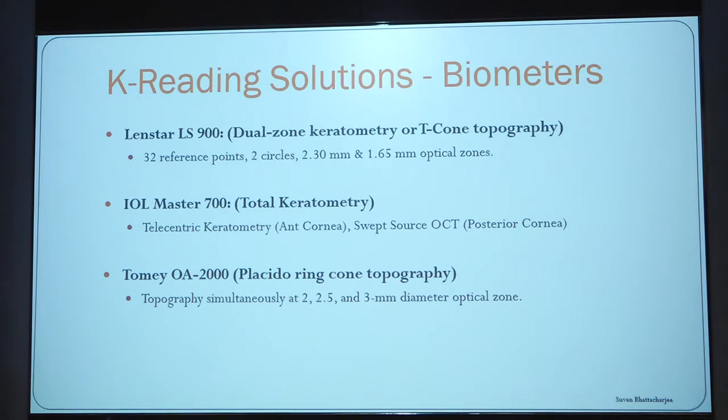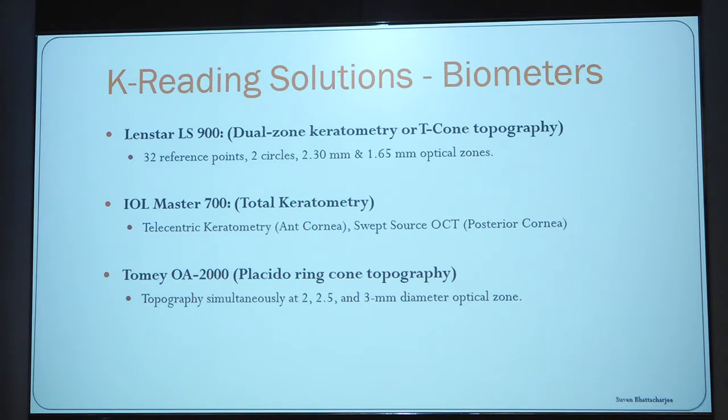So if you go to the K reading solutions from biometers, the LS900 has 32 reference points on 2 circles. You have all that in the literature. IOLMaster 700 does something good. That's total keratometry, and that's something new. I think Ramesh over here will be much better to guide you. I think you have a 700, Ramesh, do you? You have a 700? Yes, so he is in a better position to guide you on that. If you're doing a lot of post-refractive surgery cataracts, that would be the one to go for, though I have no financial interest and I don't own one either.